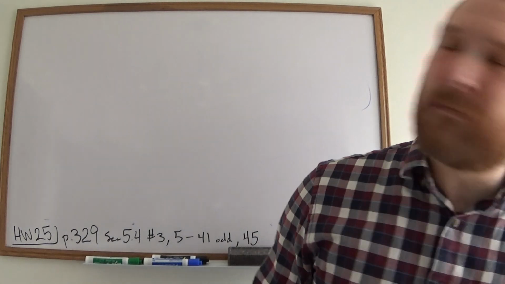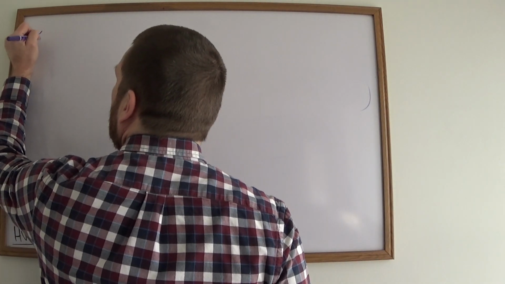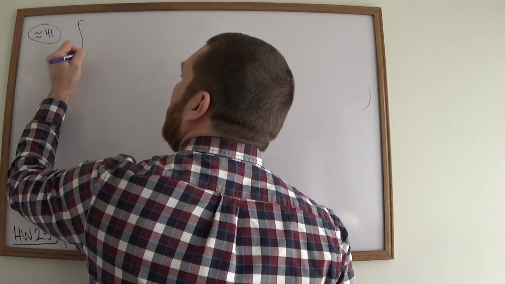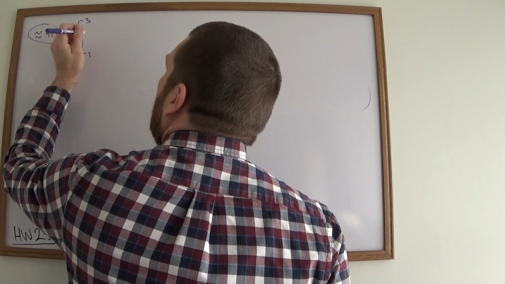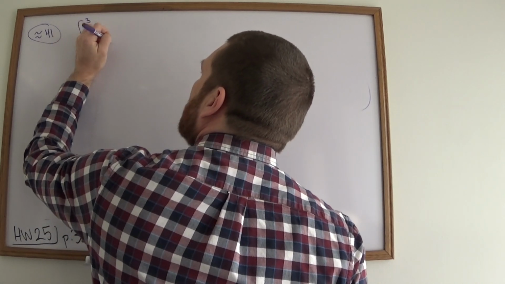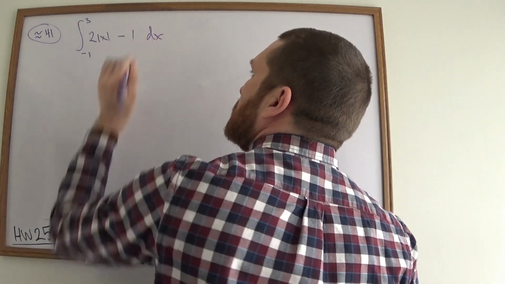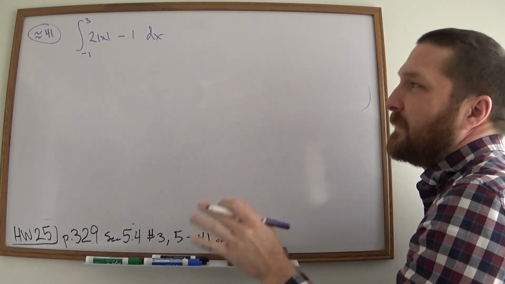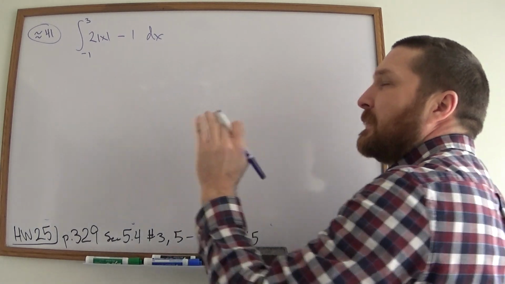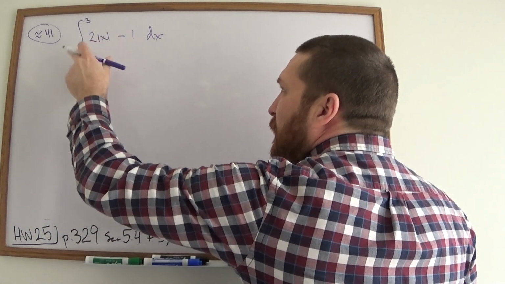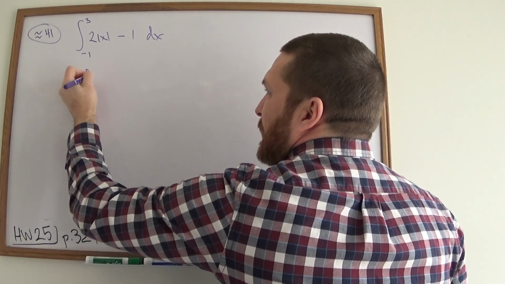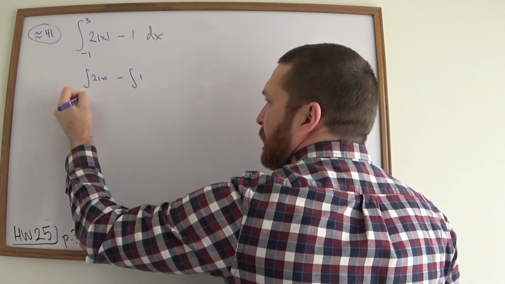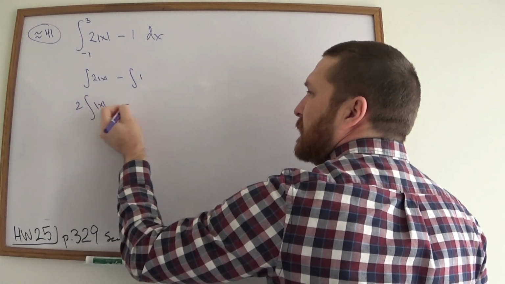I'll give you one. This is similar to 41. Let's do the integral from negative 1 to 3 of 2 times the absolute value of x minus 1 dx. So, here's the hard part. First off, I want to break this guy up and take the 2 out. Now this is a little bit more manageable.